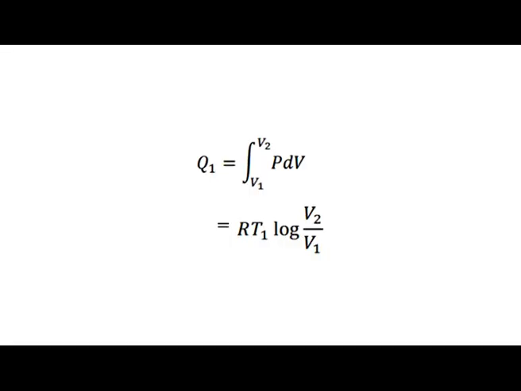First, the cylinder is placed on the source and is allowed to undergo a quasi-static expansion. Then the thermodynamic coordinates become P2, V2 from their initial value P1, V1. The work done in the process is represented by the area under the curve AB. The quantity of heat absorbed Q1 is equal to integral V1 to V2 PdV. Here, substitute for pressure: RT1 log V2 by V1.